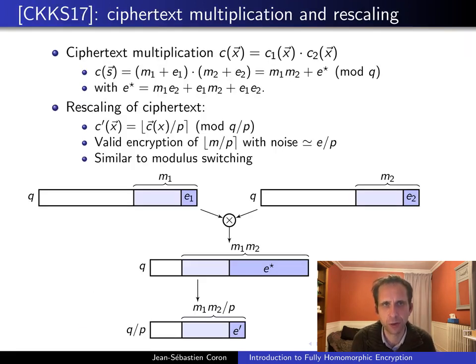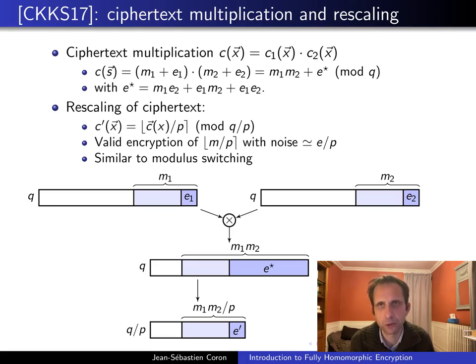So how does this work? Assume that we want to compute the product of two floating points which are encrypted. So we compute the product of the two ciphertexts. So we obtain a new ciphertext C, and when we evaluate this ciphertext C at S, we obtain M1 plus E1 times M2 plus E2. So we obtain the product M1 times M2 plus a new noise, E star, where E star is M1 E2 plus E1 M2 plus E1 E2. And so the noise has increased.